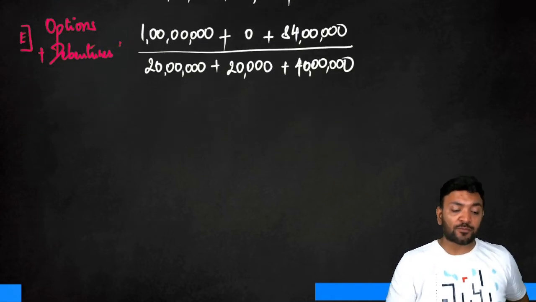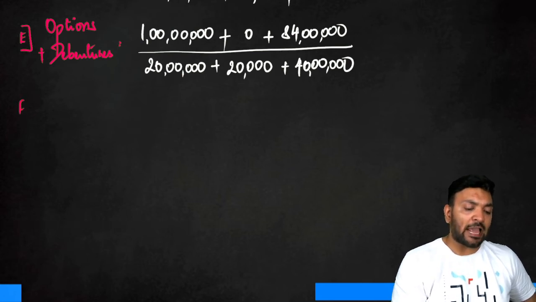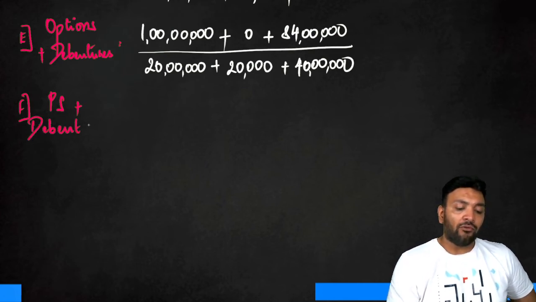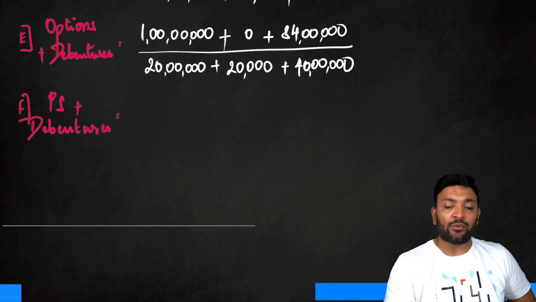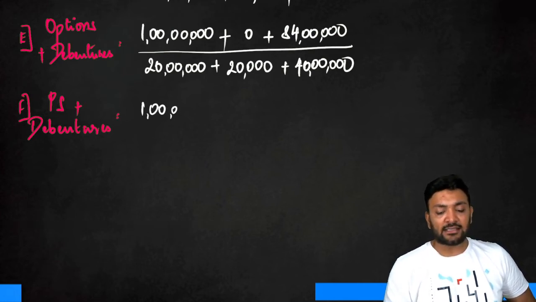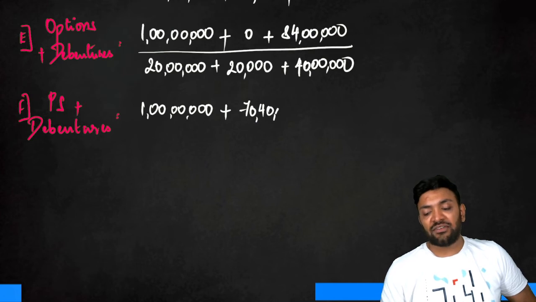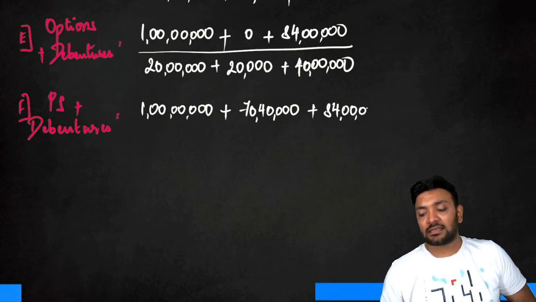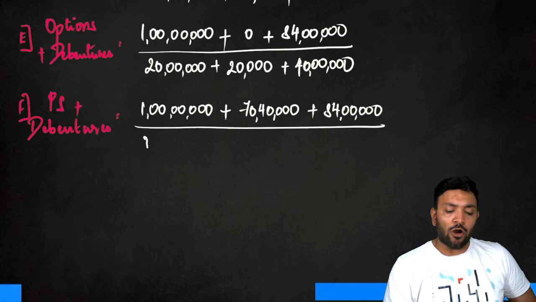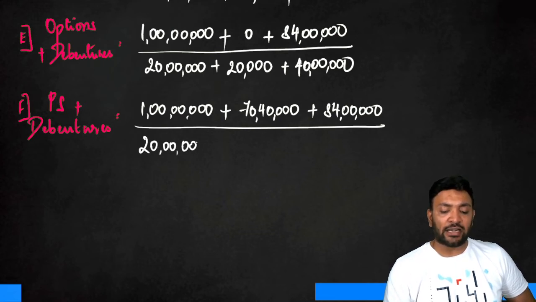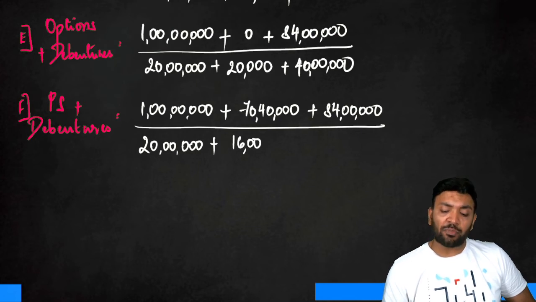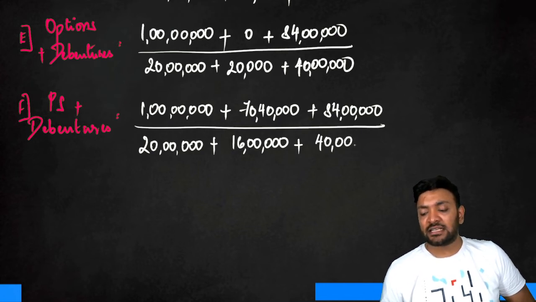Don't finish there. I have sixth option as well. What is the sixth one? Part F, where preference shares along with debentures get converted. When both preference shares and debentures get converted into equity shares, PAT is 1 crore as it is. Increase in PAT due to preference share, 70,40,000. Increase in PAT due to debenture, 84 lakhs. Divided by already existing weighted average number of equity shares, 20 lakhs. Plus on conversion of preference share, increase in WANS is 16 lakhs. On conversion of debentures, the increase in WANS is 40 lakhs.